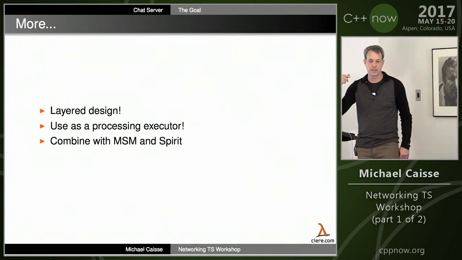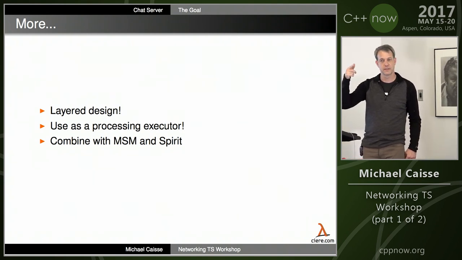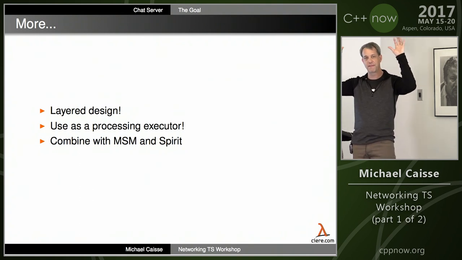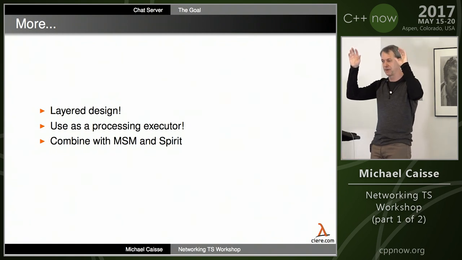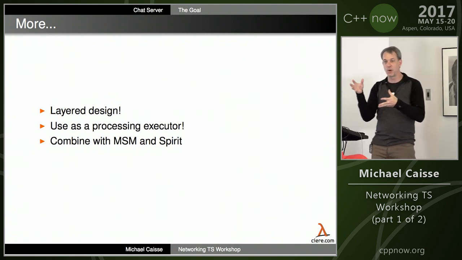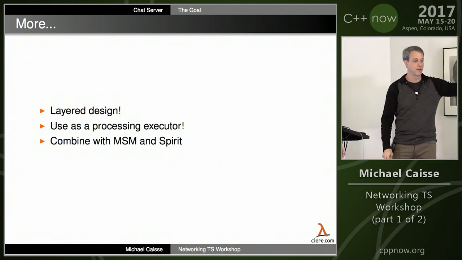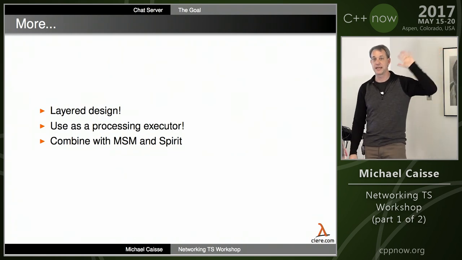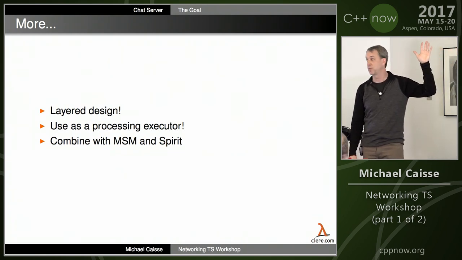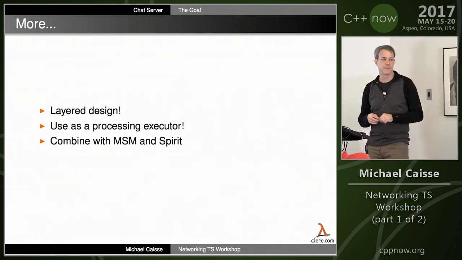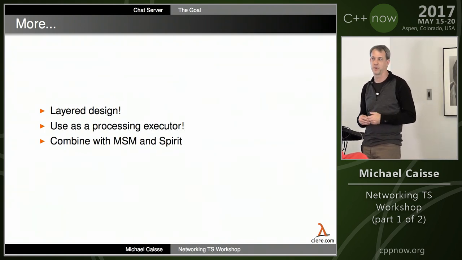Think about layered designs. So this is a low level communication thing. There's probably higher level things that you're going to do on top of it, and maybe above that. You probably want to think about when you've got work in, you're not going to do all your work on your communication thread. That's dealing with communication. You might hand that off to some other thread pool that is doing computations and whatnot. Think about maybe combining this with the meta state machine or Spirit or whatnot.